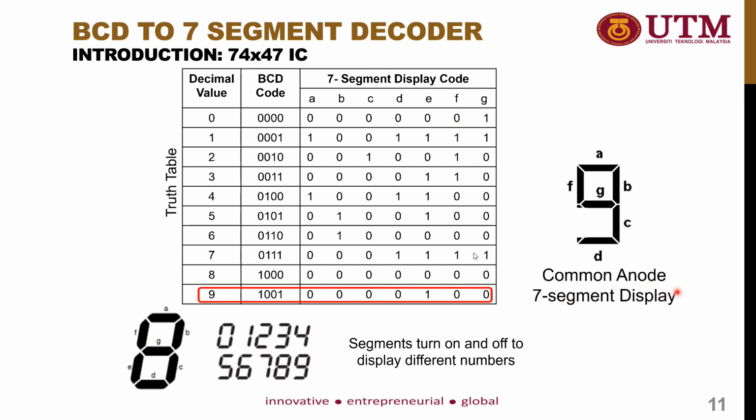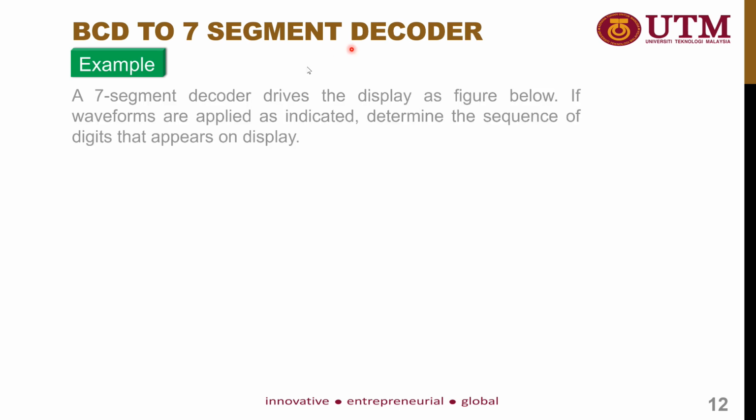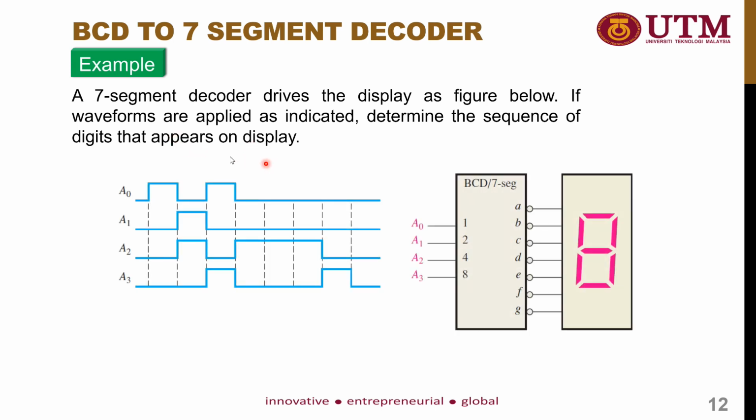Now, let's take a look at the example question given for the BCD to 7 segment decoder. In this example, a 7 segment decoder drives the display as in the figure below. If waveforms are applied as indicated, determine the sequence of digits that appears on the display. You are given a timing diagram with a total of 8 different segments.